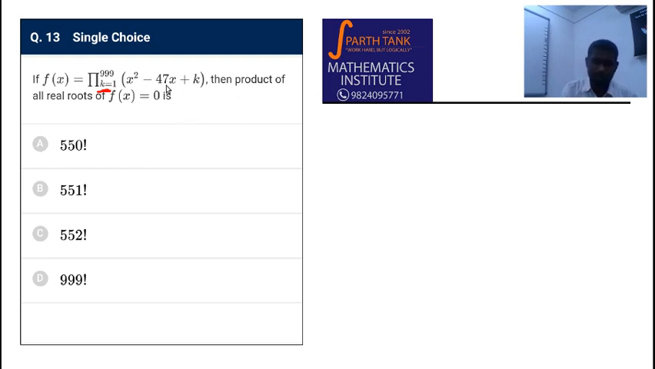This seems like an incredibly difficult problem, but you see that the roots of this whole product are going to be all the roots of these quadratic equations. And when you need the product of all the roots, it is to find the product of the two roots of this equation and then take the product of them all. That is the answer.